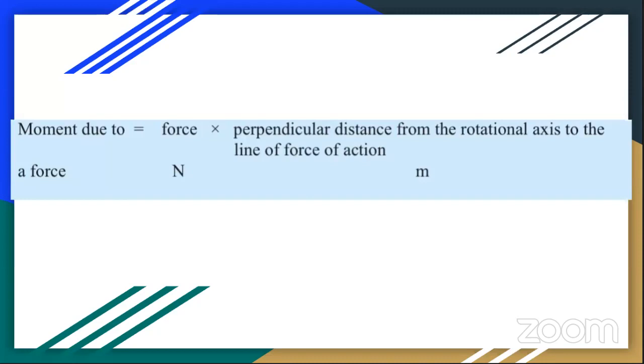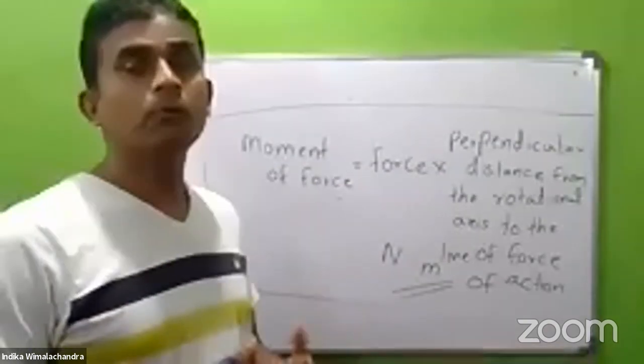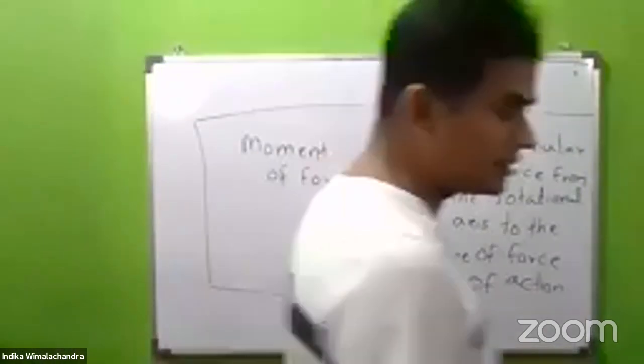Right. Now you have some idea about how to find the moment due to a force: force multiplied by the perpendicular distance from the rotational axis to the line of action of the force. Very good. The answer is Newton meter. Newton meter is the unit we use for the moment of a force, the moment due to a force. So Nm is the unit.